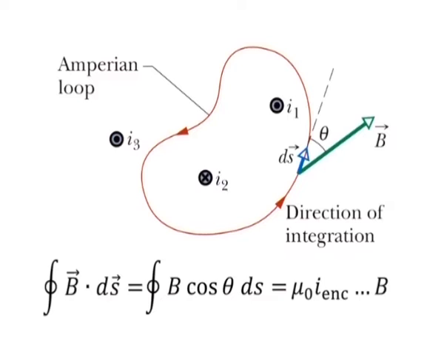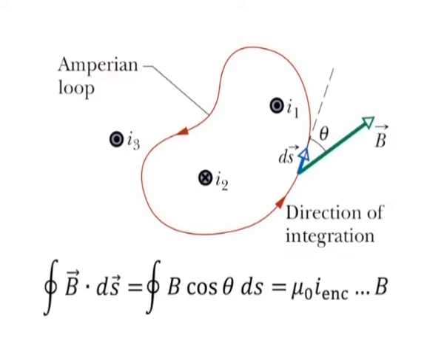We can now interpret the scalar product as being the product of a length ds of the Amperian loop and the field component B cos theta tangent to the loop. Then we can interpret the integration as being the summation of all the products around the entire loop. When we actually perform this integration, we do not need to know the direction of the magnetic field before integrating. Instead, we arbitrarily assume the magnetic field to be generally in the direction of integration.